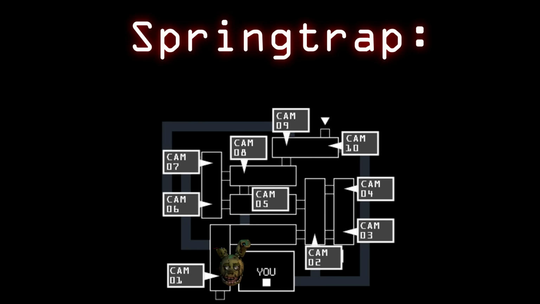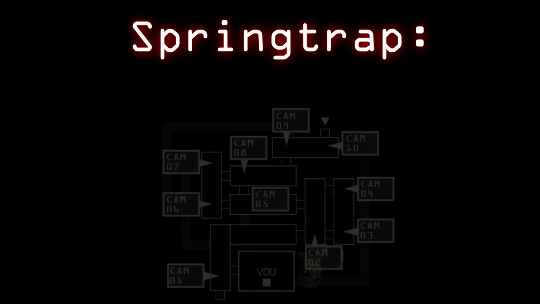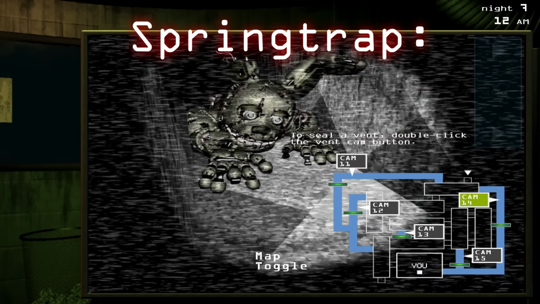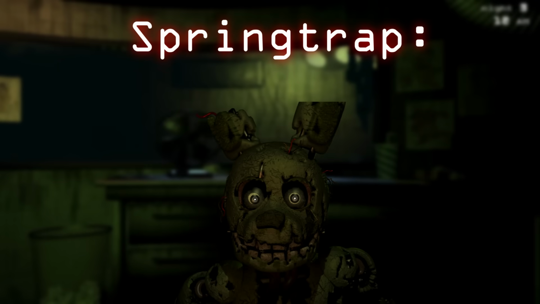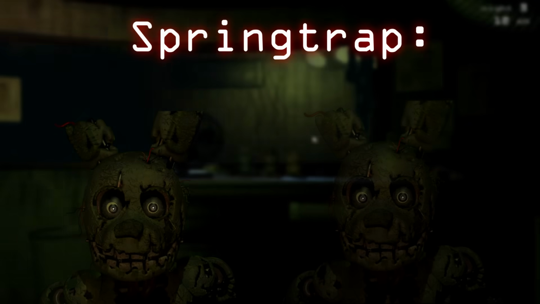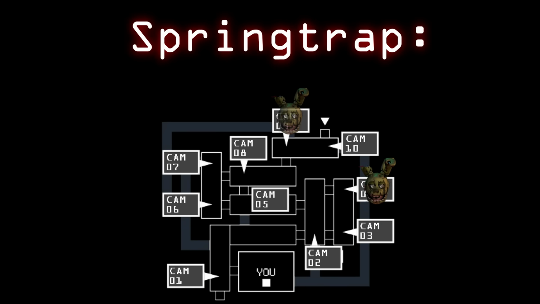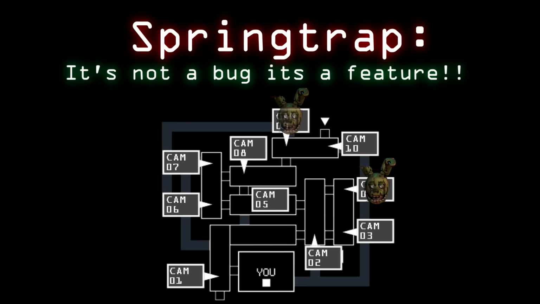That's all the ways he can kill you on the left side of the office, but what about the right side of the office? He can come from a vent from camera 14 or 15 and kill you that way. However, there are other things to look out for, like hallucinations. Yes, there is a high chance that Springtrap will trick you into thinking he is somewhere else, but in reality he probably isn't. And no, it is not a bug, it is a feature.